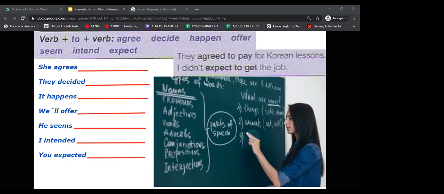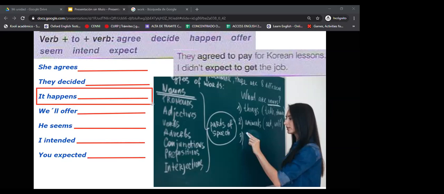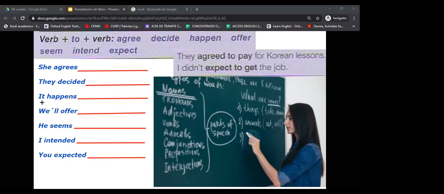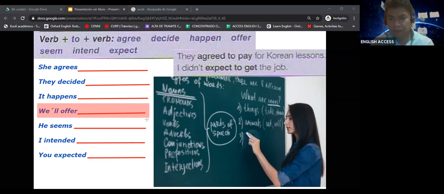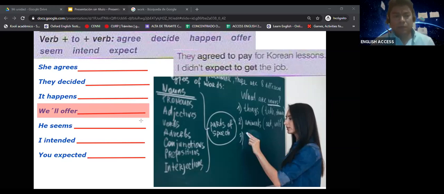We'll offer to travel. What about this one? It happens. It happens. Continue. It happens to eat. To eat what? To eat pizza. Okay, it happens to eat pizza. Grammatically, it's good. Okay, next one. Miguel? Yeah, continue. We'll offer to travel tomorrow. We'll offer, okay. Next.